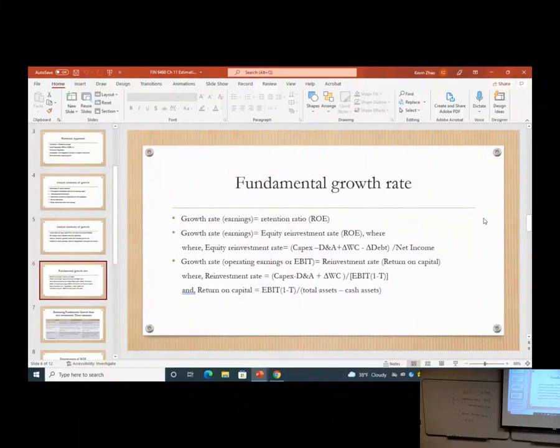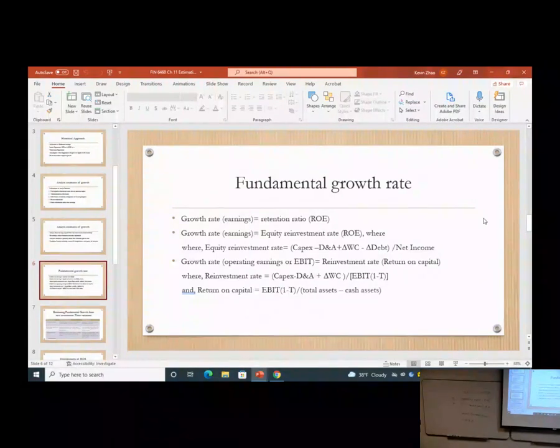And more CapEx means higher G, but more CapEx also means lower cash flow for that year. You want to have some kind of consistency through this equation. This equation will help you achieve that consistency, so that G is truly generated by reinvestment, not from thin air.